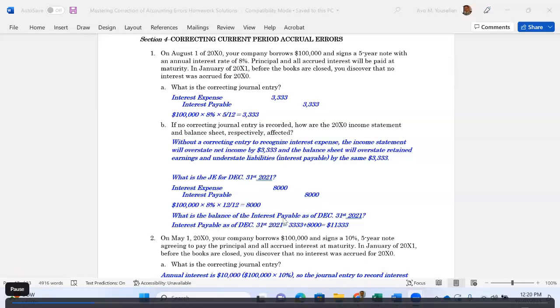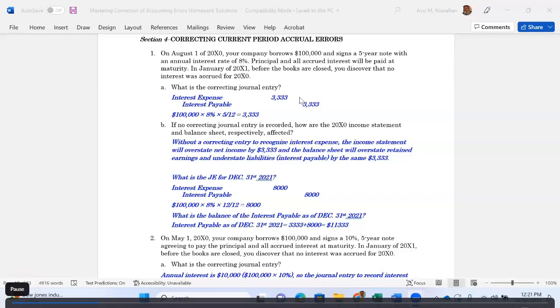What is the balance of interest payable as of December 31st of 2021? That's my second question. I'm just trying to add a little bit more trick to it. So imagine I gave you this as a multiple choice question, saying, what is the balance of interest payable as of December 31st of 2021, the second year? And I gave you a few choices. And your answer should be $11,333.